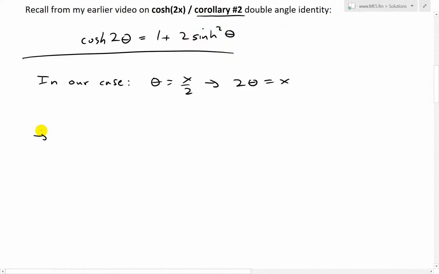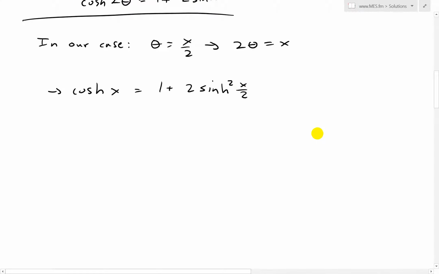What we end up getting is cosh x equals 1 plus 2 sinh squared x over 2. All we did was transform the double angle to a half angle identity, and then we simplify this out. I'll move the 1 over to this side, so subtract it, and then divide the 2 out, so we get sinh squared x over 2 equals cosh x minus 1 over 2.